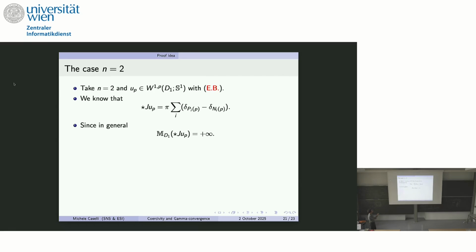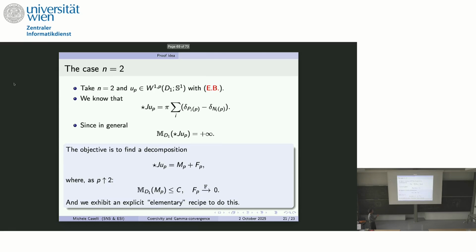Exactly. Okay, since in general the mass of the Jacobian is infinite, at the end of the day, the whole point of the proof reduces to the following. So you have to find the decomposition of the Jacobians. So again, the Jacobians are a fog of points. So this result is very concrete. Like you could explain the proof to first year undergraduate students.